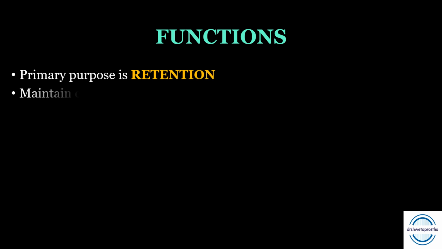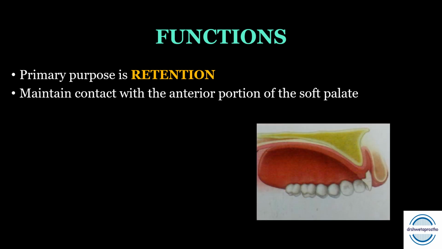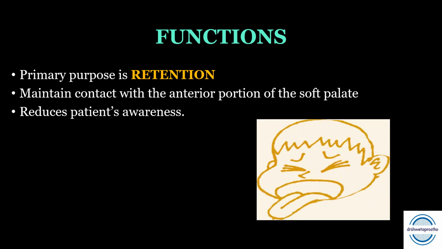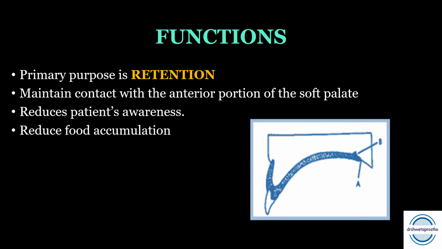Now we come to the functions of the posterior palatal seal area. The first and primary purpose of the posterior palatal seal is giving retention to the maxillary denture. How does it do this? It helps to maintain contact with the anterior portion of the soft palate, the tissues that undergo shallow displacement while the patient is speaking and swallowing during functional movement, so it should maintain a constant contact. Second, it reduces the patient's awareness of this area, and thus it also reduces the gag reflex. Third, it reduces any food accumulation beneath the posterior aspect of the denture. There will be no leakage of food beneath it.